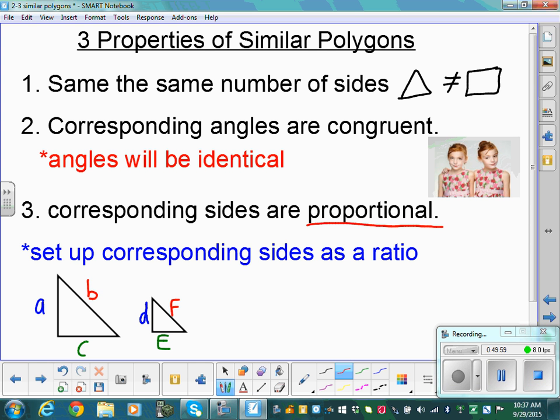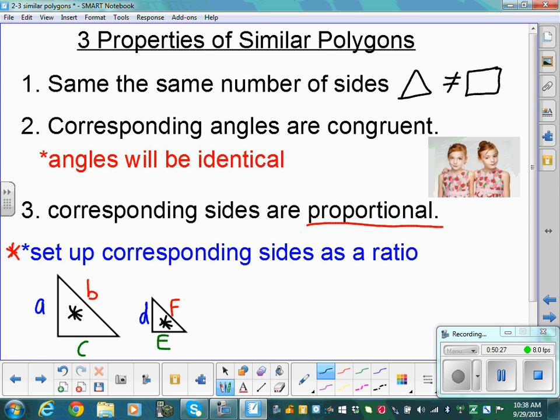Now this is the hardest one for students to get, that corresponding sides are proportional. What we're going to do is set up corresponding sides as a ratio. For example, look over here at these two triangles. We look at corresponding sides and set them up as a ratio. Look at this bigger triangle and this small triangle. Does everybody see how A and D fall in the same spot, but on different triangles?